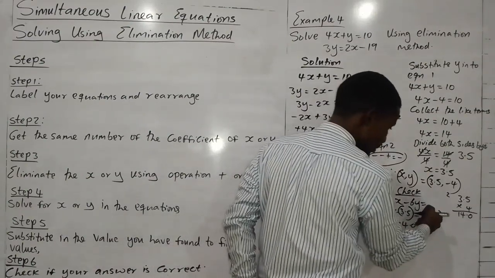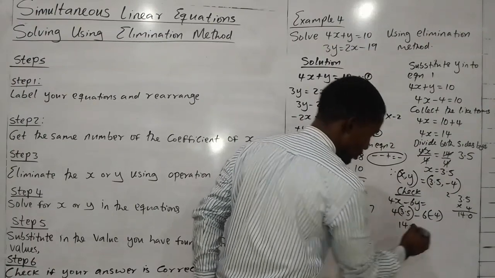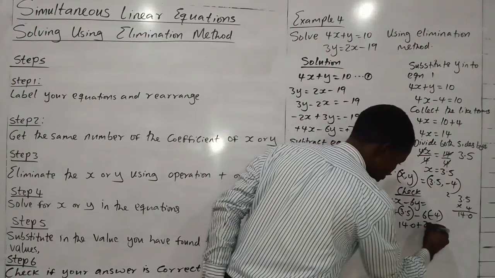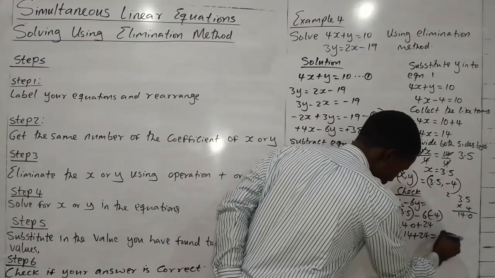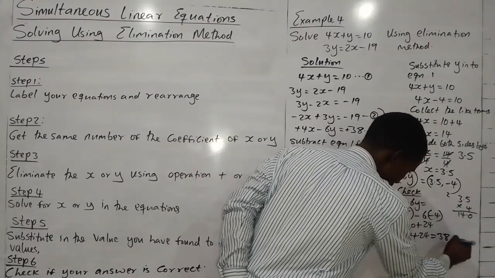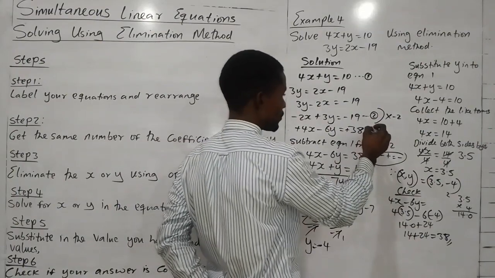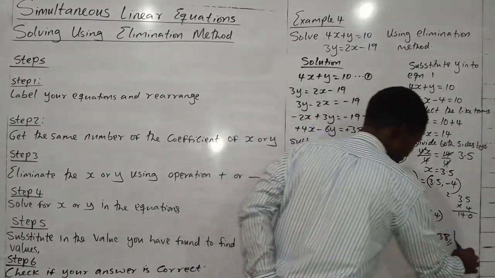Minus 6 times minus 4 is going to give us plus 24. So 14 plus 24 is going to give us 38, which is the 38 we have in equation 2. So our answer is correct.